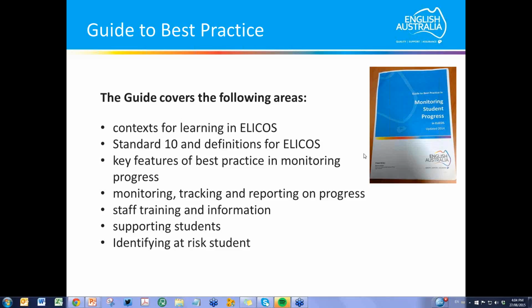It talks about the importance of staff training, which means everyone involved in monitoring student progress in your organization needs to be on the same page, aware of your policies and procedures that apply to monitoring student progress and reporting. It also has a good section on different ways of supporting students who are not making progress. And lastly, it looks at identifying at-risk students. So this is some of the stuff the guide covers. Specifically today, I'll be looking at why monitoring progress in ELICOS is problematic specifically. I'll just wait for my slide to change.